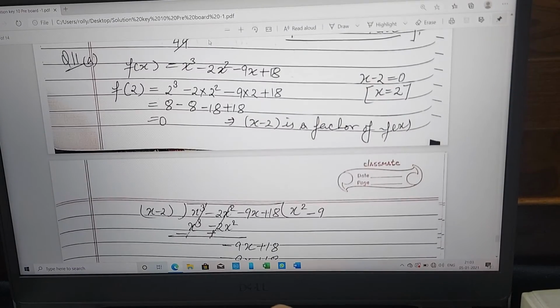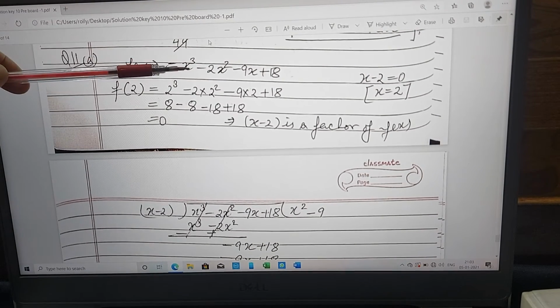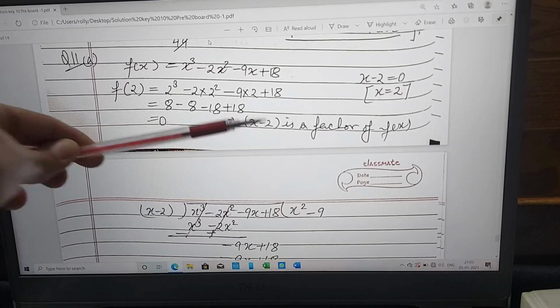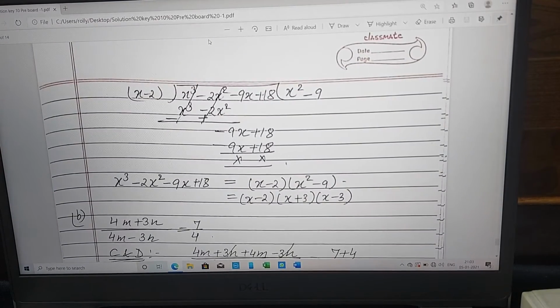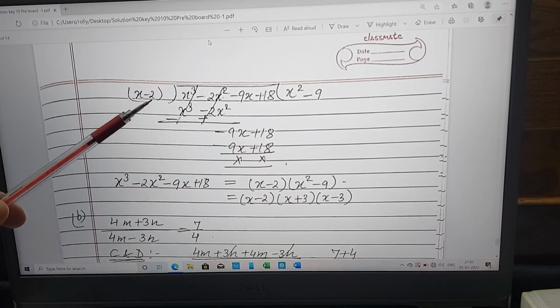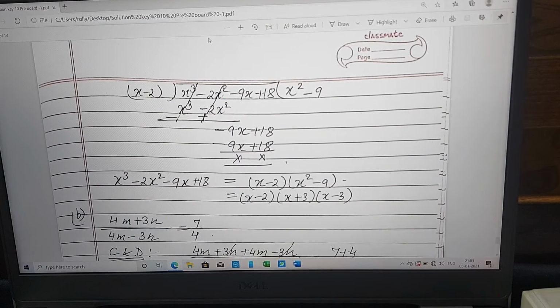Moving on to the next question. First of all, you have to show that x minus 2 is a factor of x cube minus 2x square minus 9x plus 18. So you will put x is equal to 2 in this expression. If the value of this expression becomes 0, then it is a factor. And then you have to divide it properly. Okay, you have to divide in this manner. x minus 2 and x cube minus 2x square minus 9x plus 18. You will get x square minus 9.